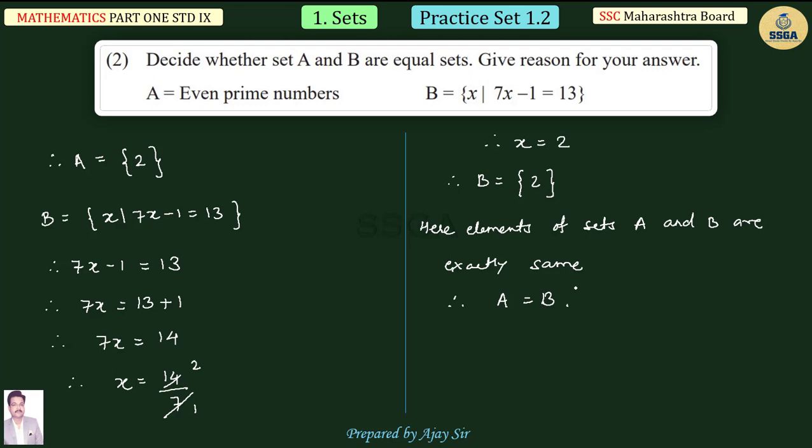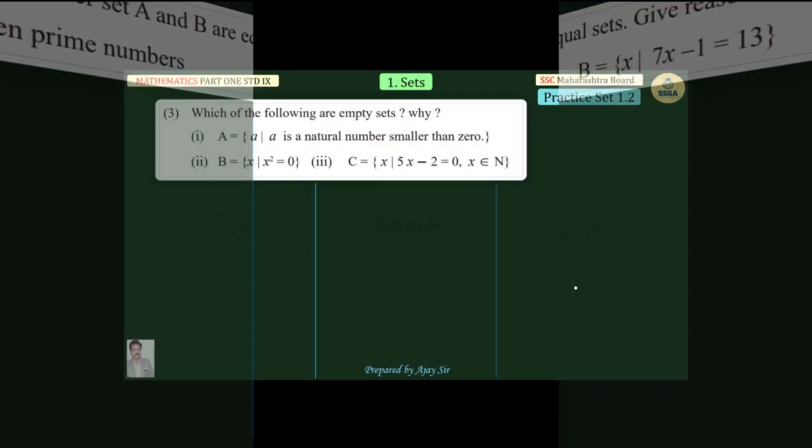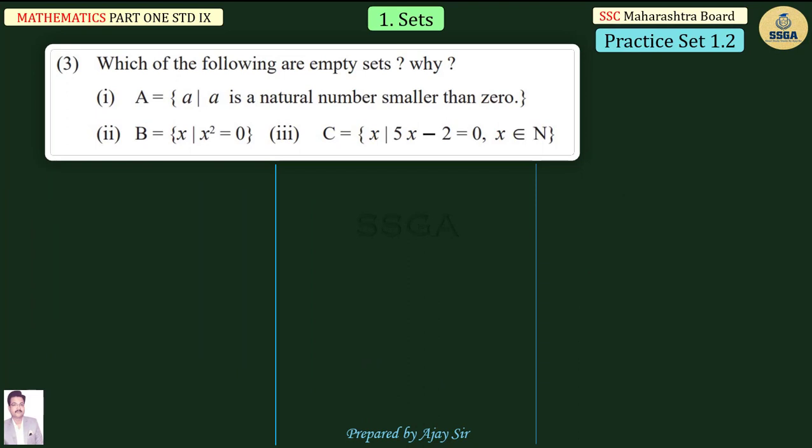Now let us start the third question. Which of the following are empty sets and why? The first one, A, is a set of all x such that x is a natural number smaller than 0. So this is set A.